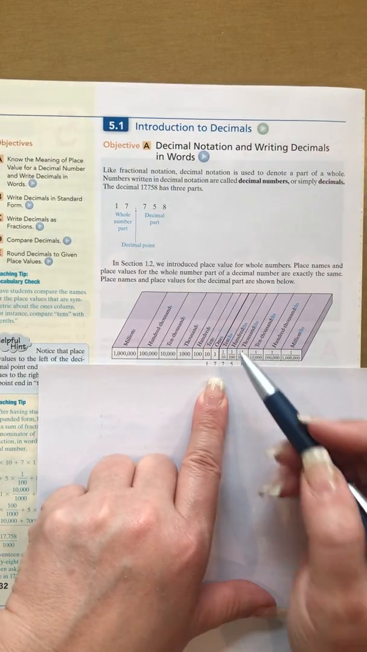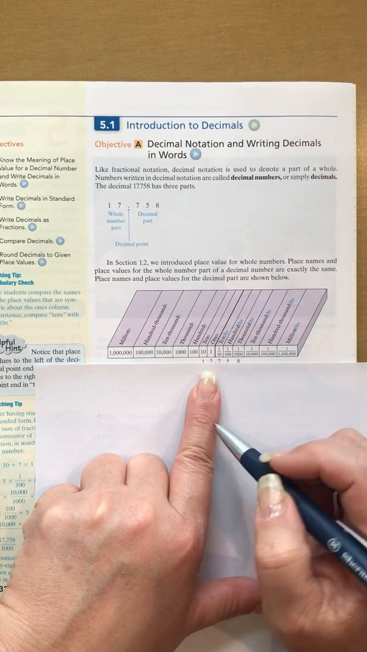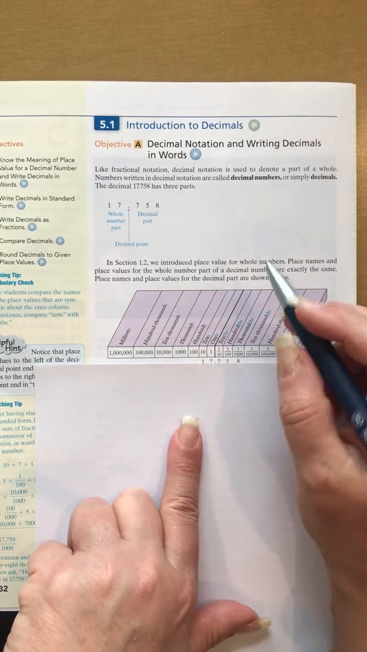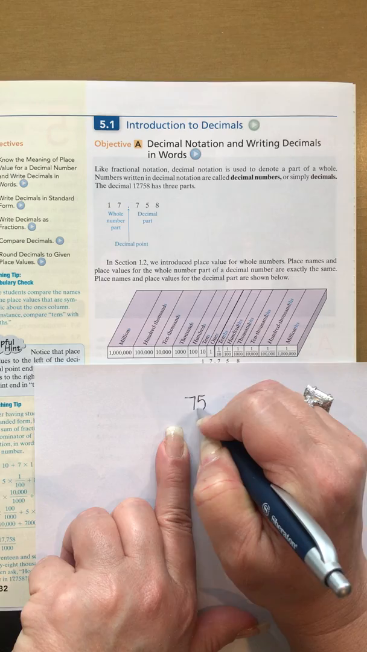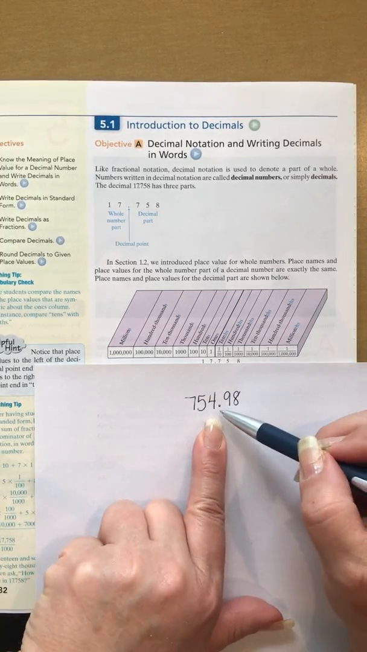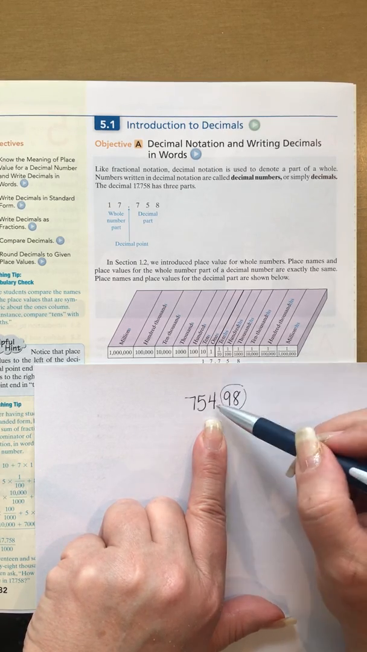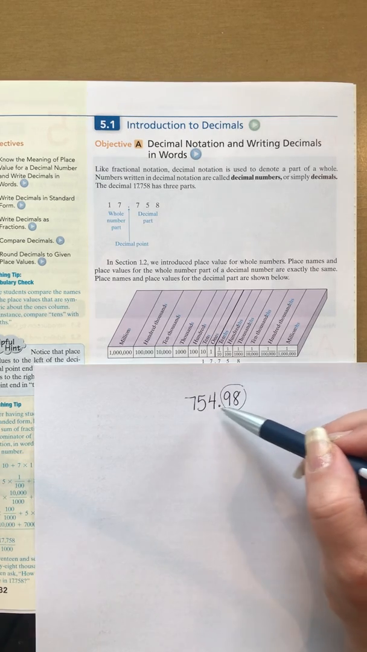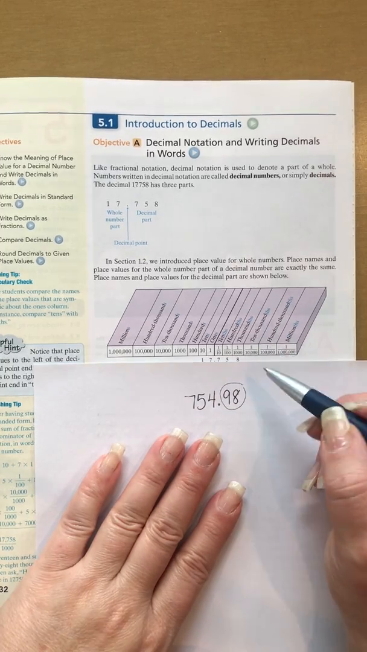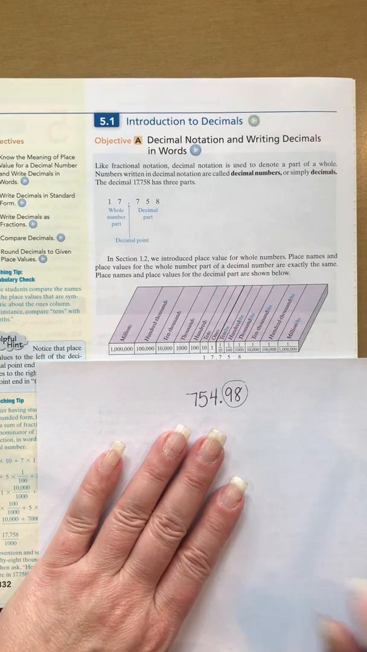Well, what happens if we have a number that has a decimal? A decimal is a part of a whole. For example, if you have 754.98, you don't quite have 755, but you have 98 hundredths of a unit. So you're short to make it 755.